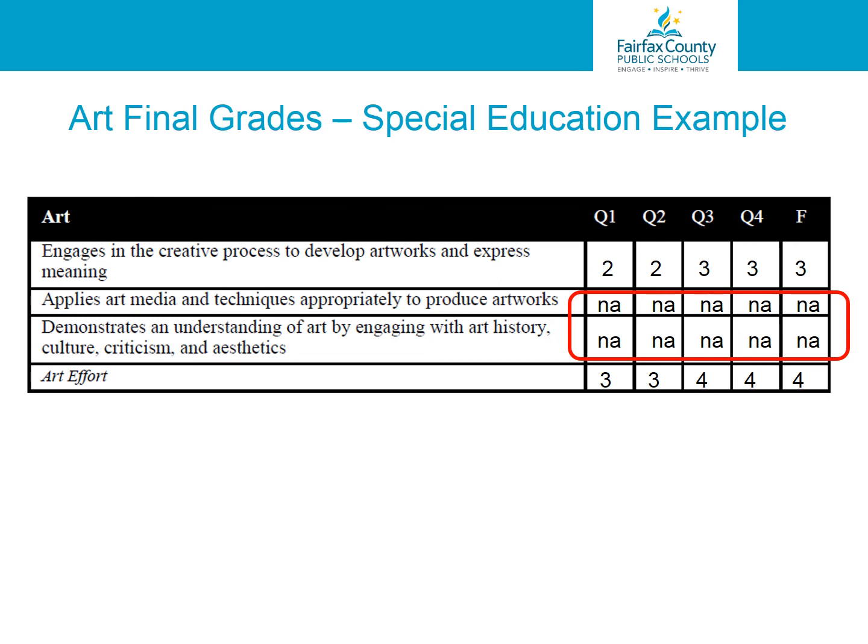In this example, a special needs student participates in art class with her grade level peers, but follows a modified curriculum. She's not assessed on grade level standards in the area of art media and techniques or in the area of art history, culture, criticism, and aesthetics, so she receives an NA on those standards in the progress report.